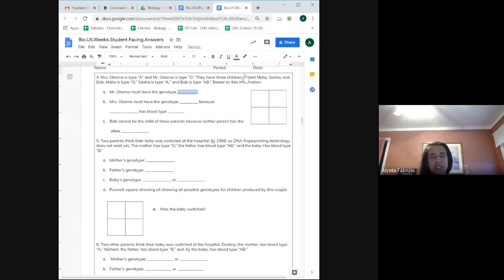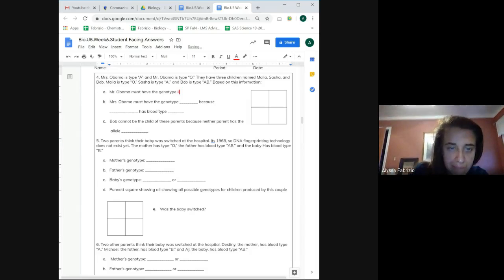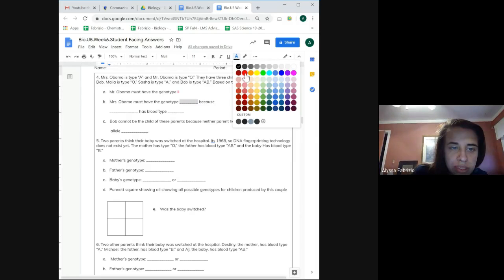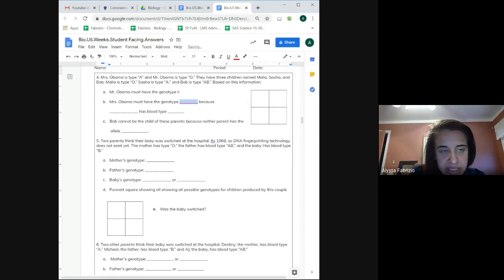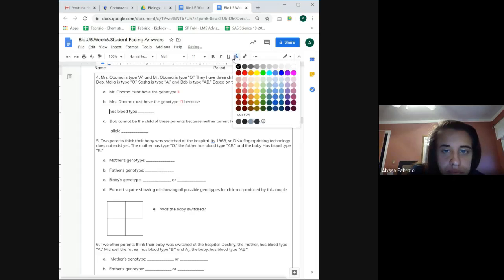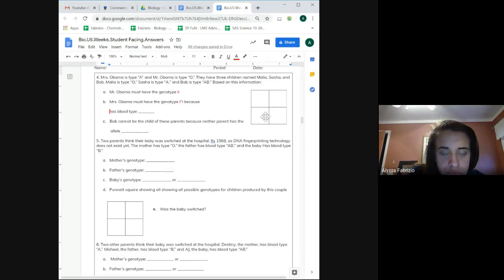So Obama has blood type O, so he has the blood type ii. And then Mrs. Obama must have the blood type I superscript A i, because Malia has blood type O.